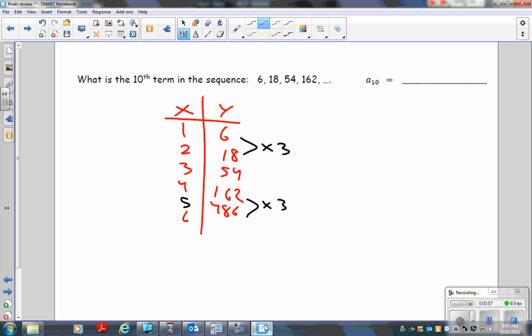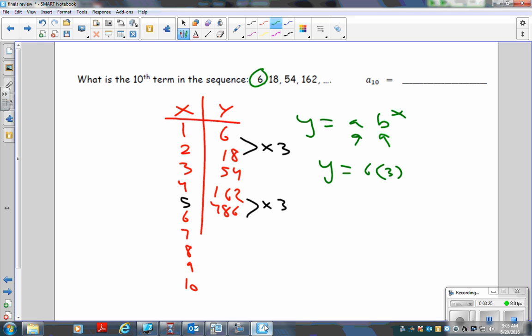And you continue this until you get to 10. Or you write the formula: y equals a b to the x. A is your starting value. B is how much you're multiplying by. You start with 6, and you multiply by 3. If you plug this in the calculator, you can also find your answer.